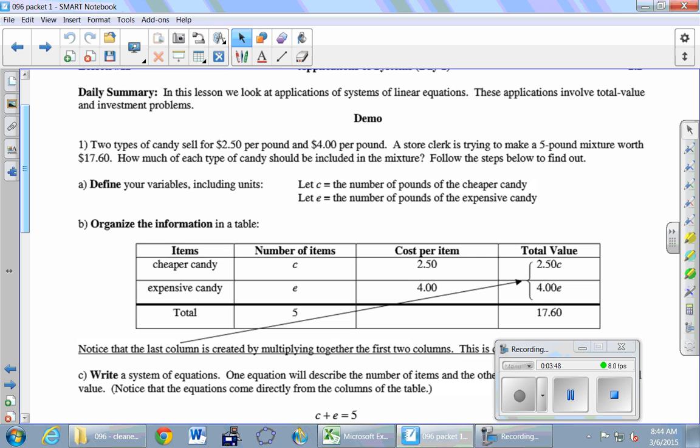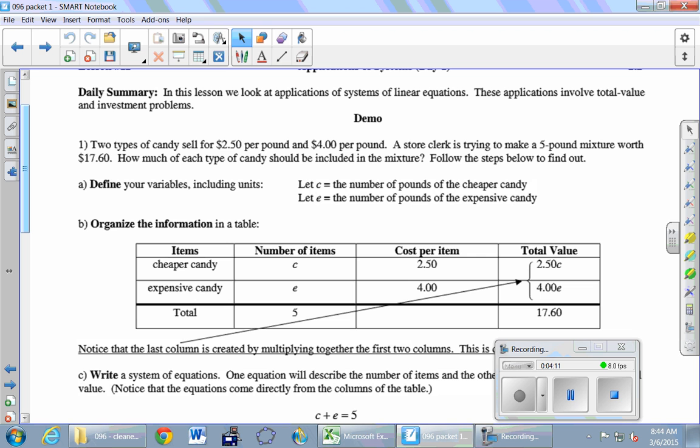Would you buy that we can make a 5 pound bag of candy that's worth any dollar amount between the $12.50 on the low end and the 20 bucks on the high end? It's just a matter of mixing the right amount of each one. So $17.60 seems reasonable. We just have to figure out how much of each to mix. Maybe it's 1 pound of the cheap stuff and 4 pounds of the expensive stuff, or some other combination, okay?